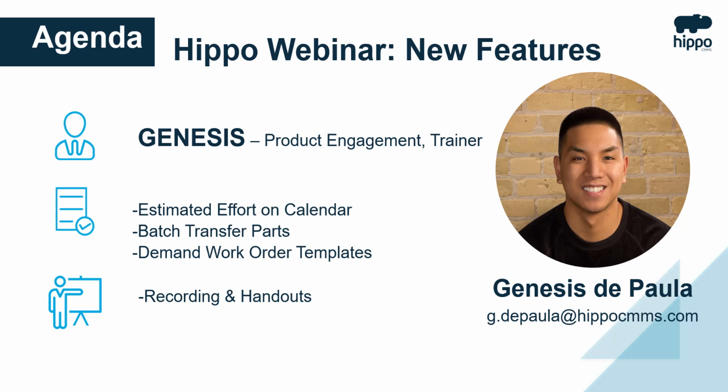Today's webinar topic will be on the new features that we have in our software. Looking at the agenda, I'll be starting with the estimated effort on the calendar view. I'll also be going into the batch transfer feature that we have for our parts. I will also be covering demand work order templates.